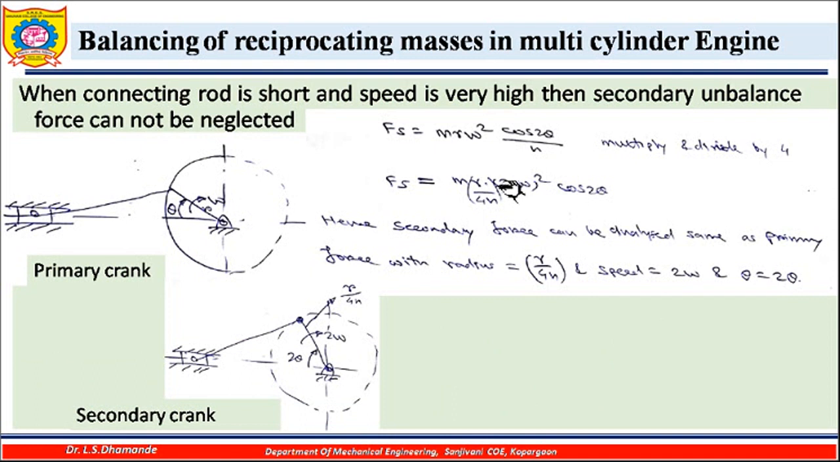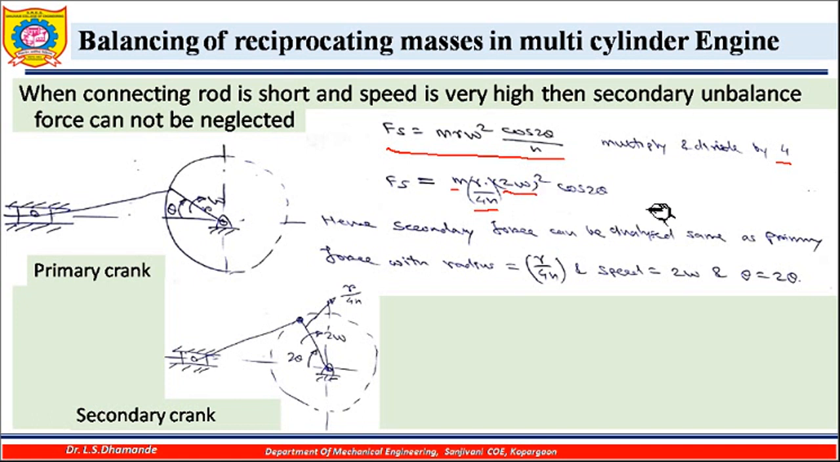For that, what we will do is, we will initially write this secondary force as m r omega square into cos of 2 theta by n, and let us multiply it by 4 and divide by 4. So when I multiply it by 4, I write 2 omega bracket square in the numerator, and in the denominator I will write 4 into n. The mass will be kept the same, so my radius will get modified here to r by 4n. Okay, and omega is 2 omega and cos of 2 theta.